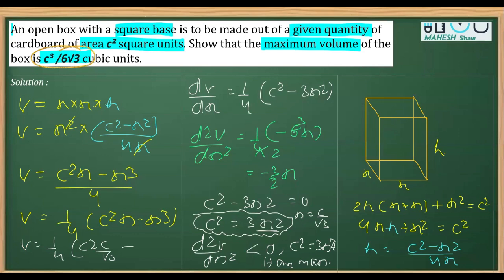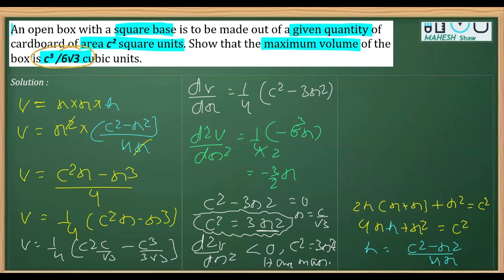So x cube is x into x square, which is the cube of this. So the cube of this is c cube over root 3 cube, which is root 3 into root 3, that is 3 root 3. On simplifying, we'll get the answer, but then I have to erase this portion in order to find the final answer. Now I'm doing it over here. This was V is equal to 1 over 4. I'm simplifying this part. It is c cube over root 3 minus c cube over 3 root 3.